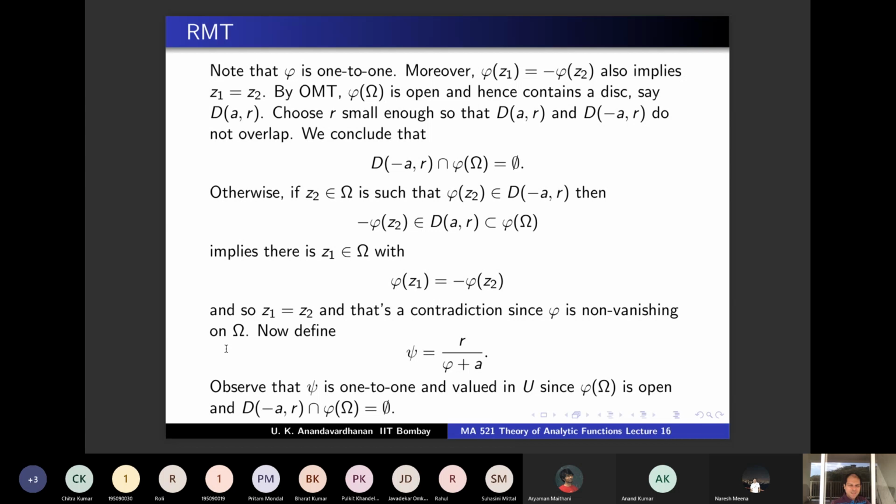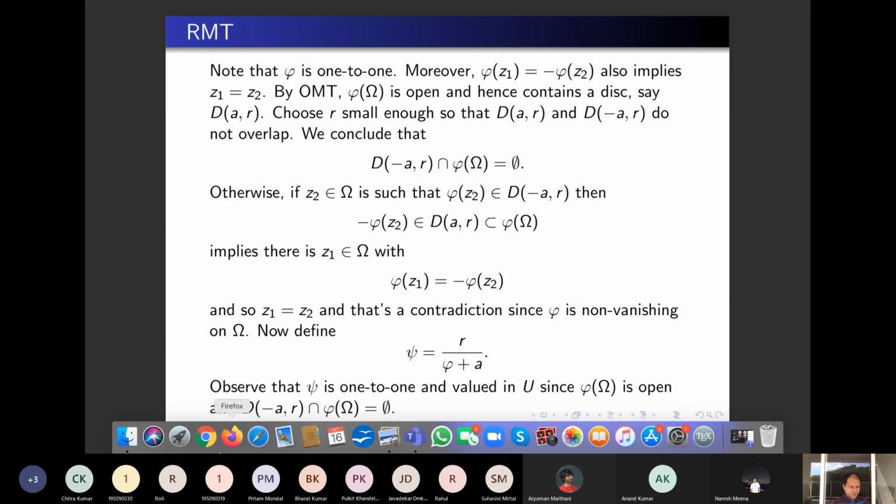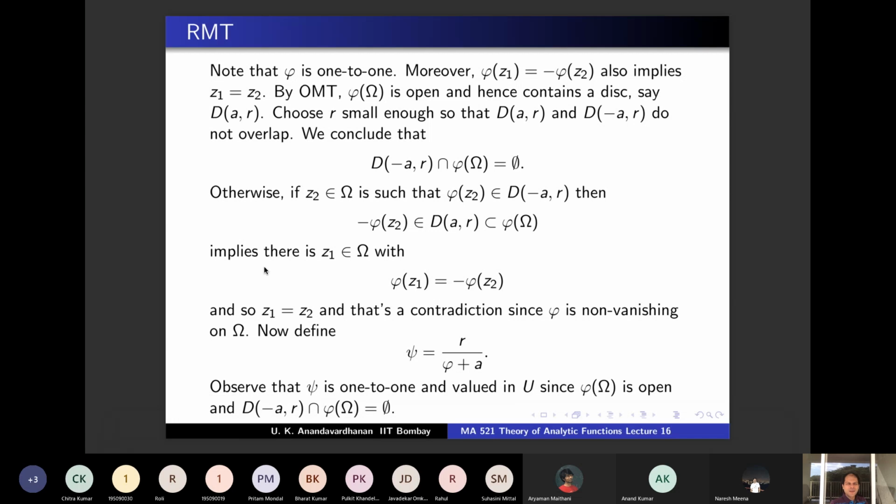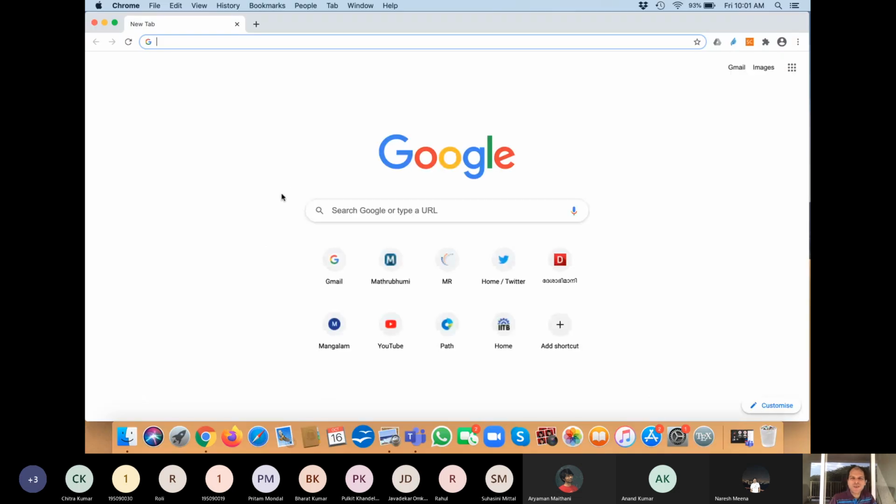Non-empty reminds me of something. I was not thinking of saying all this because I wanted to save time, but let me say it because this happened just before the class started. I was searching online.